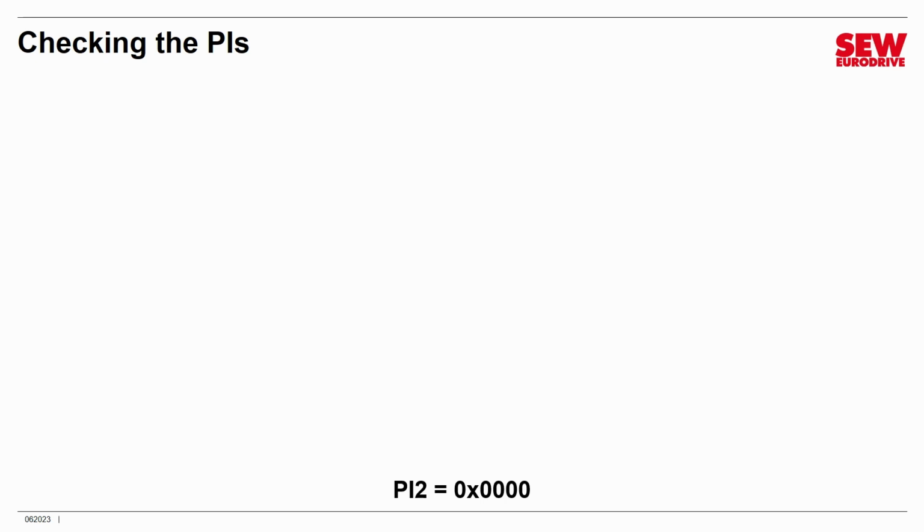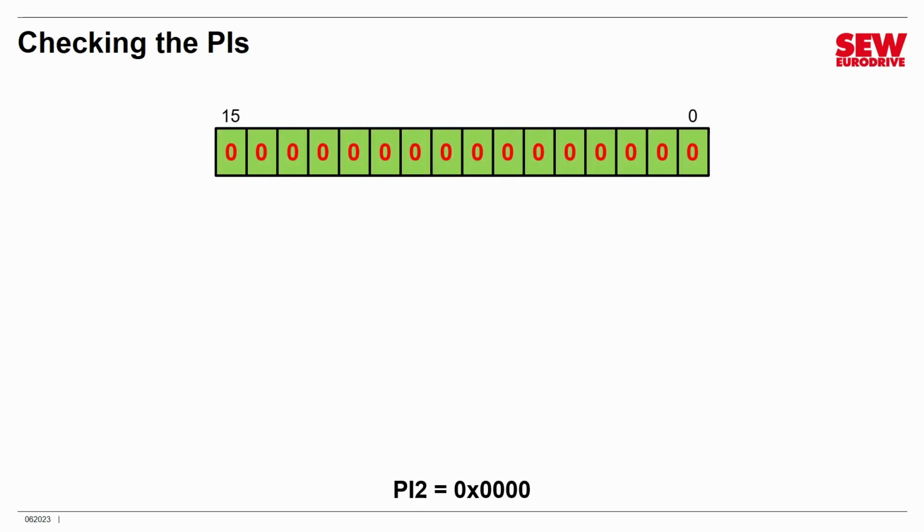PI2 sent back as 0. We don't have to do any math on this one because this is the actual speed in RPM, so 0 just means 0 RPM. No surprise since the motor isn't turning.